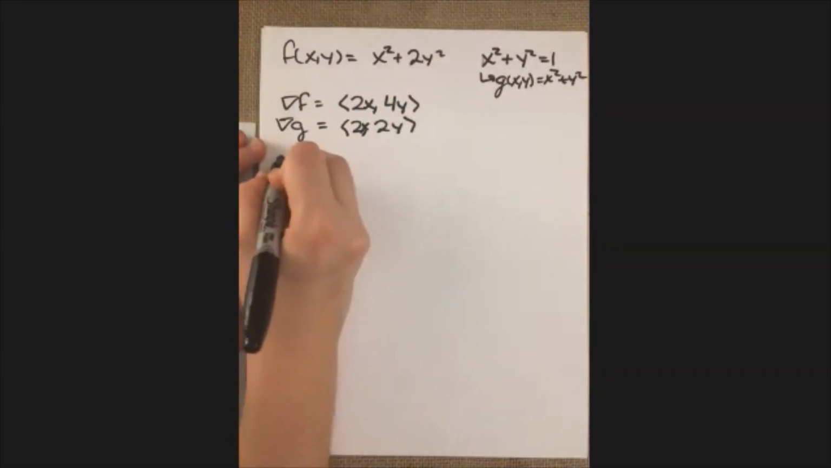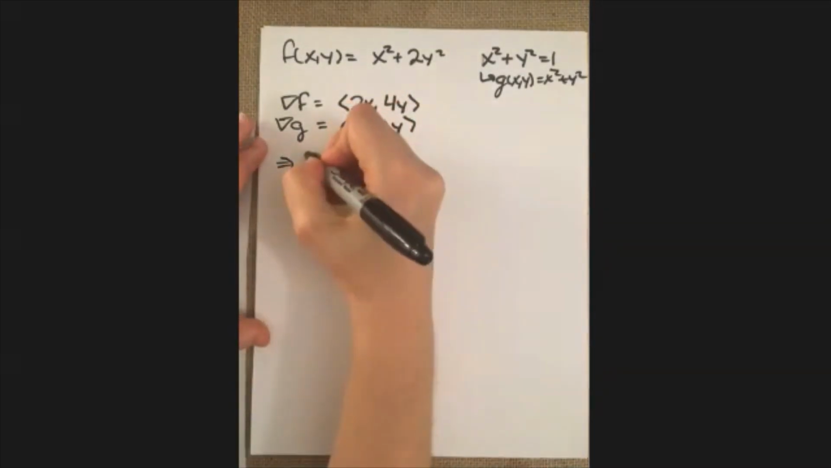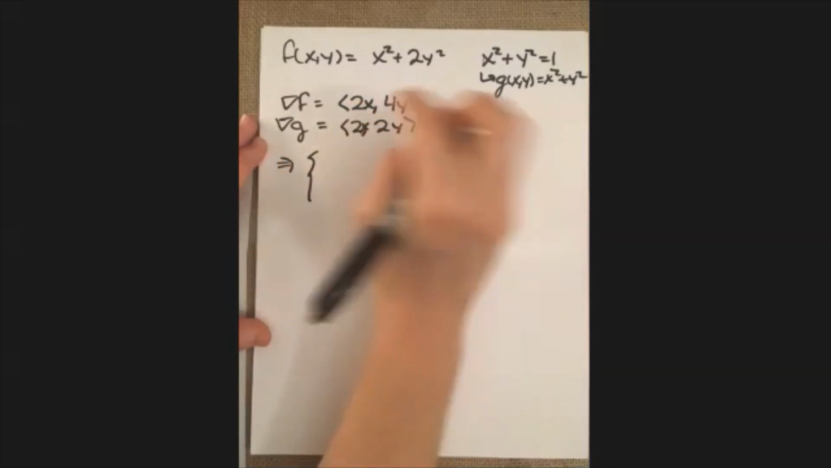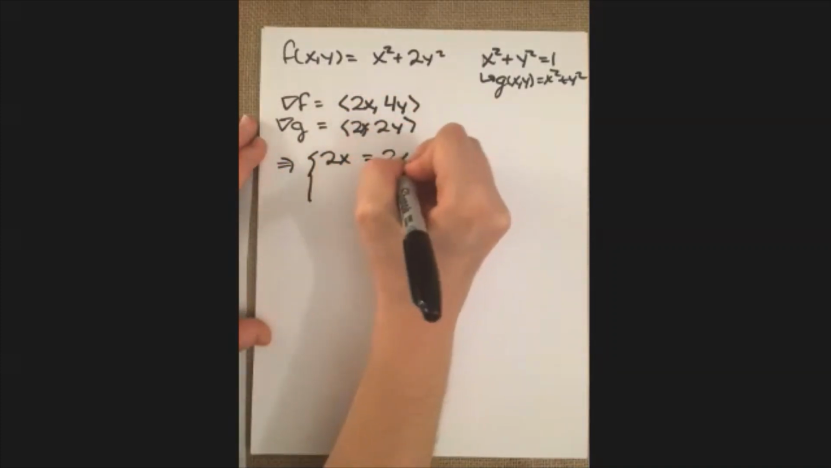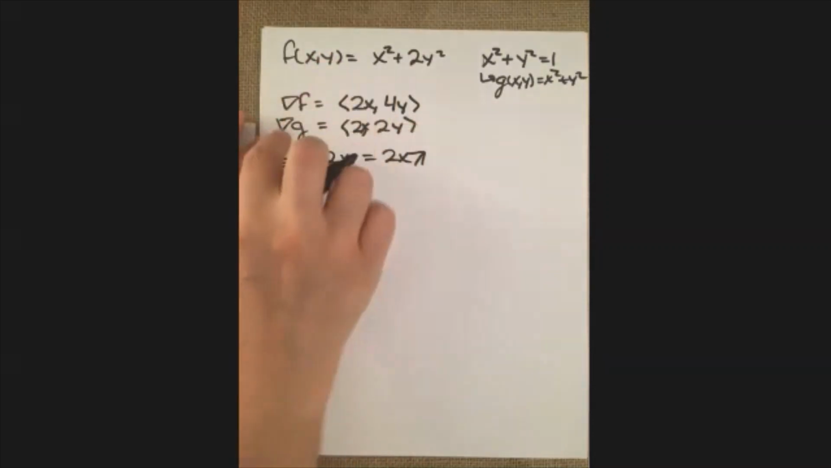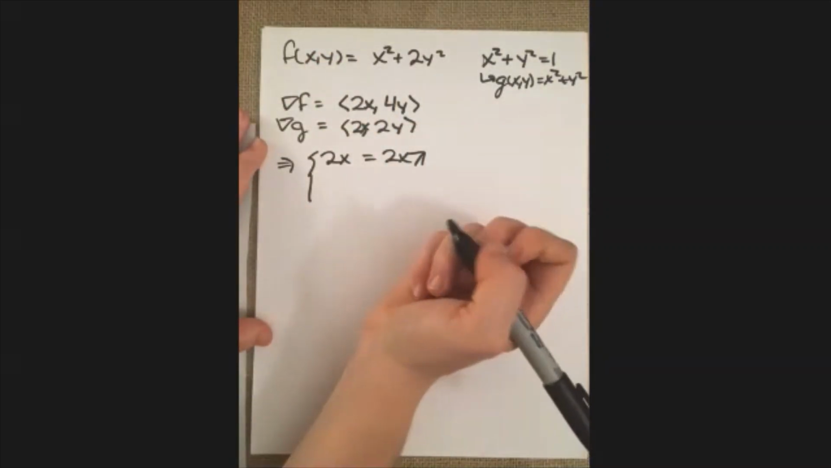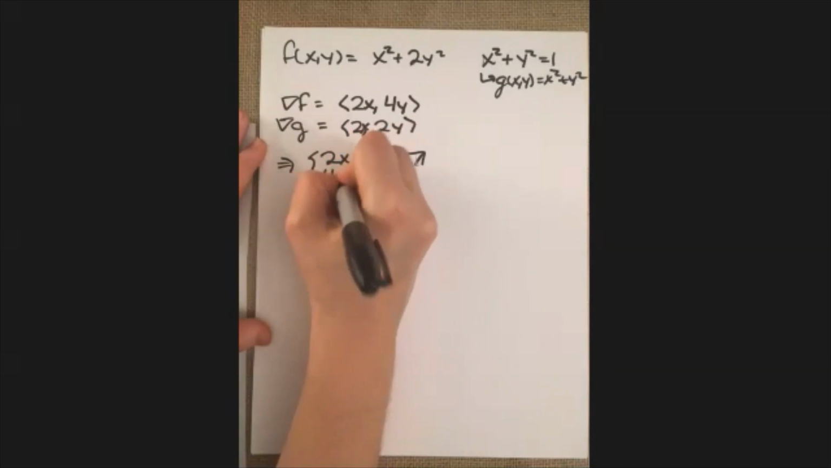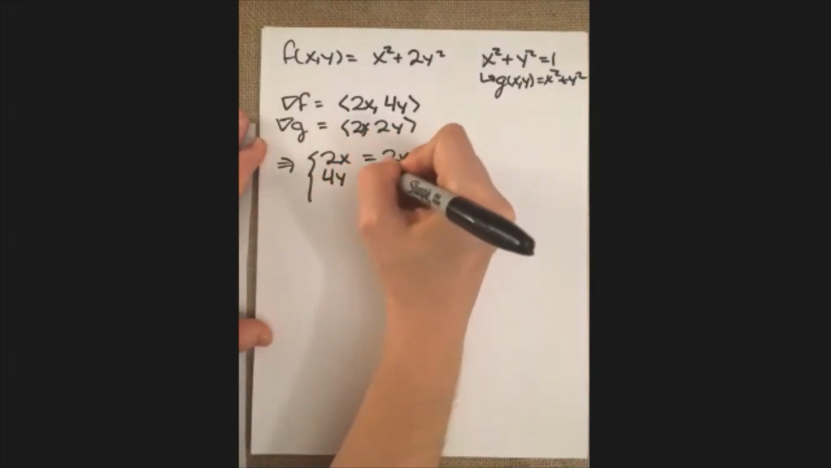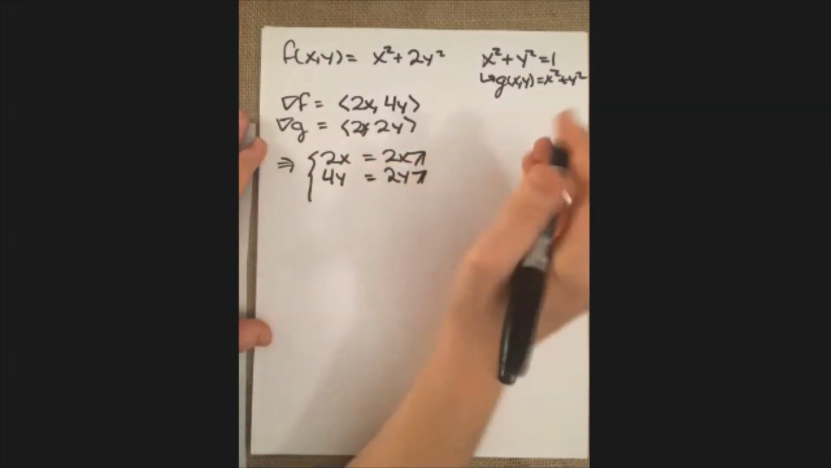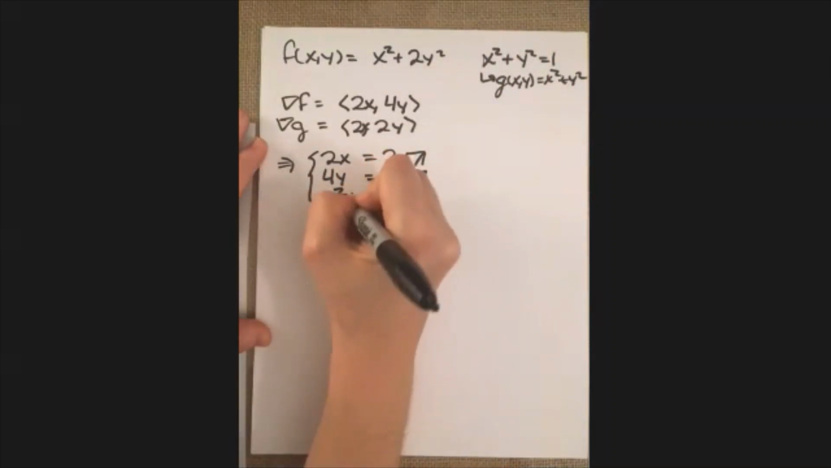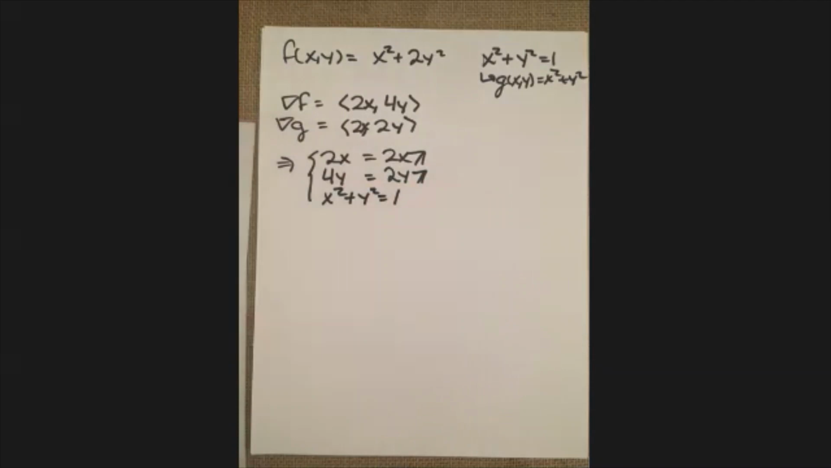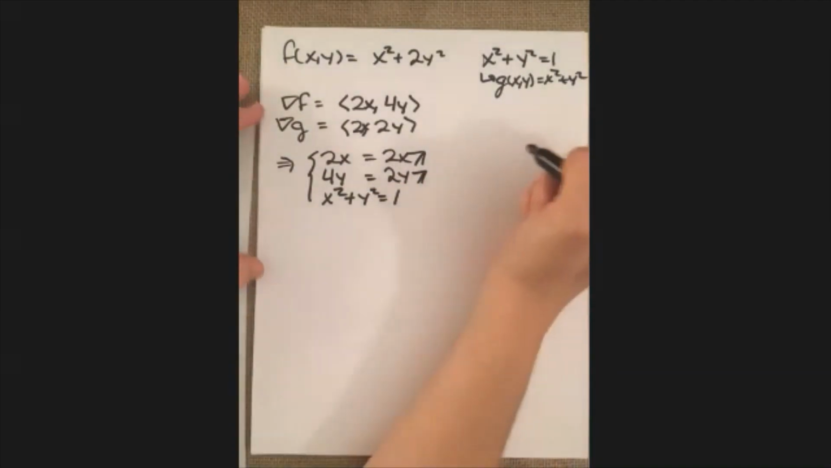So we wind up with 3 equations. We have that 2x has to be equal to 2x times lambda, because we said that gradient of f is equal to lambda times gradient of g. 4y is equal to 2y times lambda. And then we finally have this information from the constraint, x squared plus y squared equals 1.